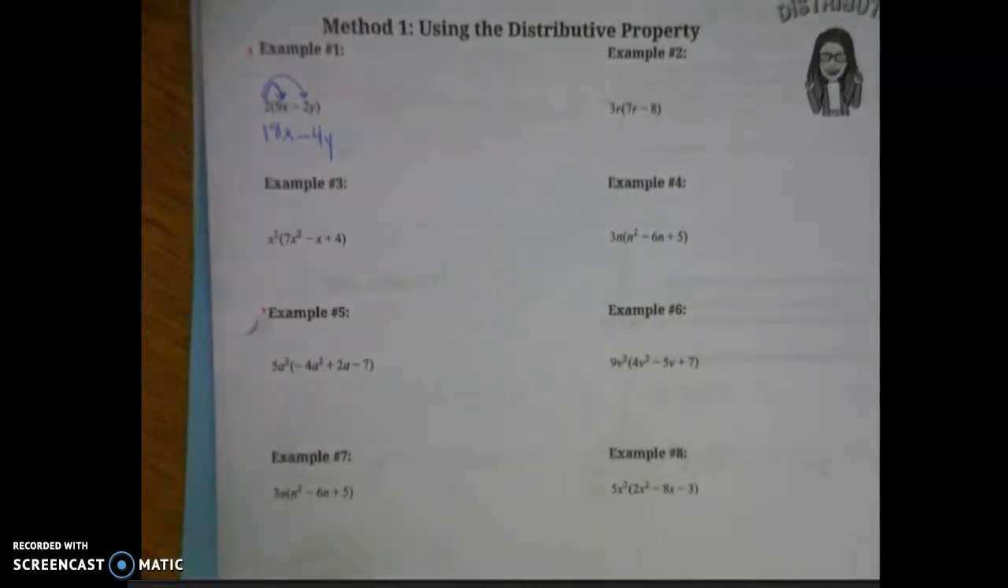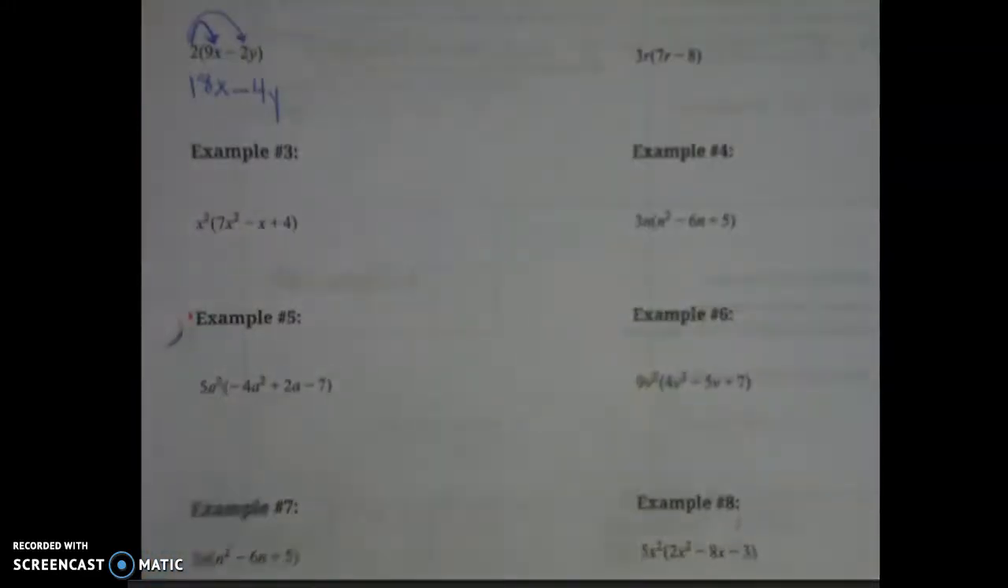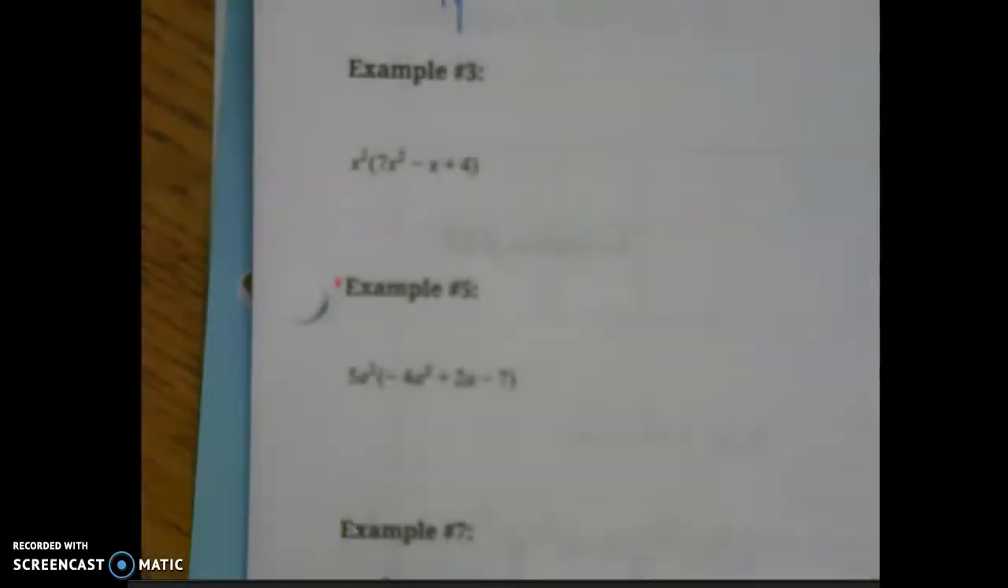We have, let me zoom in a little bit. There we go, a little bit bigger. Are we focused?